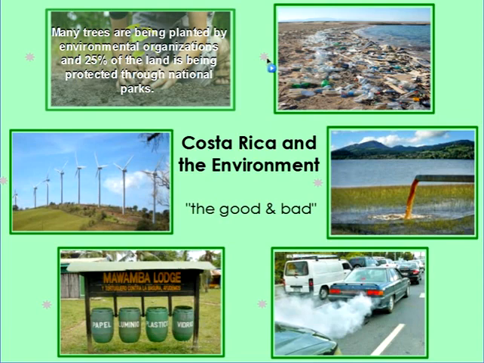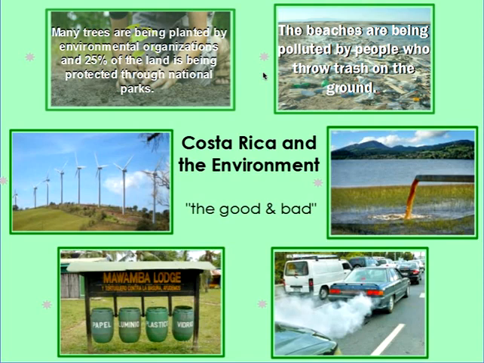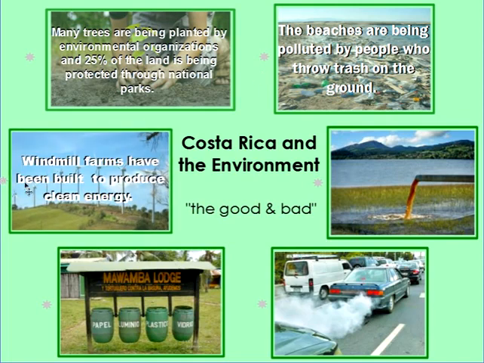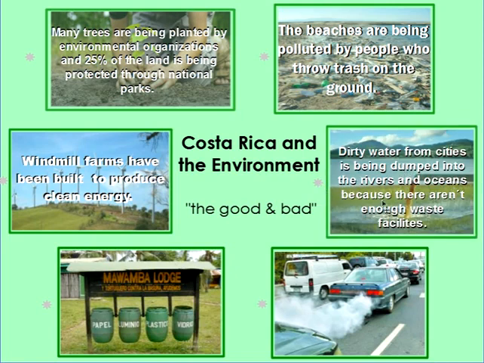Let's look at something negative though. The beaches are being polluted by people who throw trash on the ground. Not so good, right? Here's a good one. Windmill farms have been built to produce clean energy. That's a great one, right? Here's a negative one. Dirty water from cities is being dumped into the rivers and oceans because there aren't enough waste facilities. So dumped is when you throw something where it doesn't belong, where you shouldn't put it. So you can dump trash or you can dump dirty water into somewhere that it does not belong.